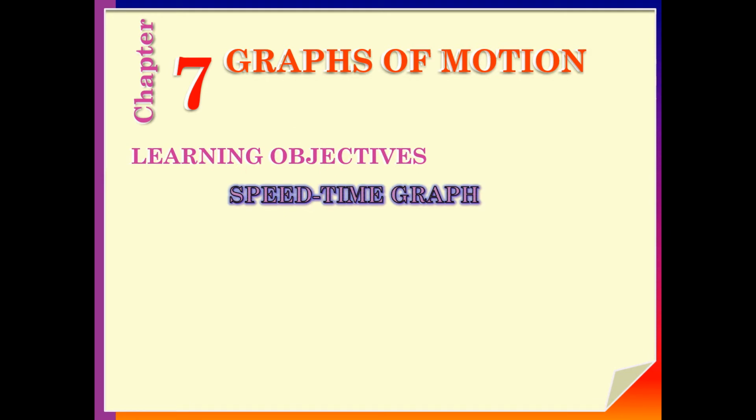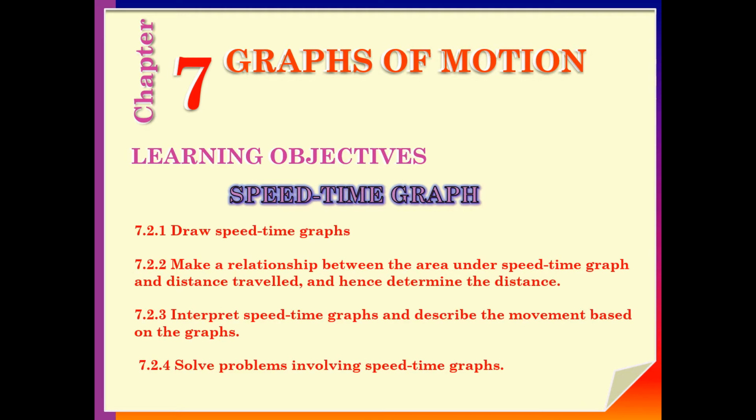So the learning objectives in this video are, first, we are going to learn how to draw a speed time graph based on the data given. Then we are going to make a relationship between the area under the speed time graph and distance traveled. We are going to interpret the speed time graph by describing the movement based on the graph. And lastly, we are going to solve problems involving speed time graphs.